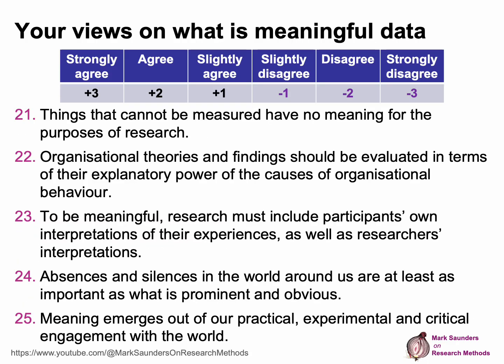Now we're going to look at your views on what is meaningful data. Just a quick reminder, for question 21, the statement which says things that cannot be measured have no meaning for the purpose of research, if you were to agree with that, you would write next to 21 on your piece of paper +2. As before, pause the video, write down your answers to each of these 5 questions as either +3, +2, +1, -1, -2 or -3, and when you've done that, start the video again.